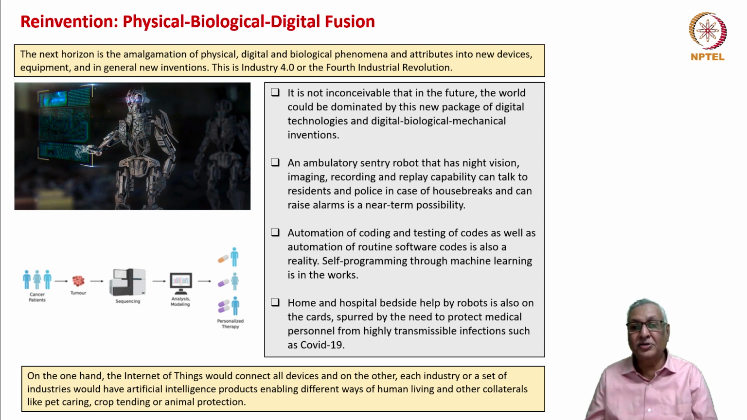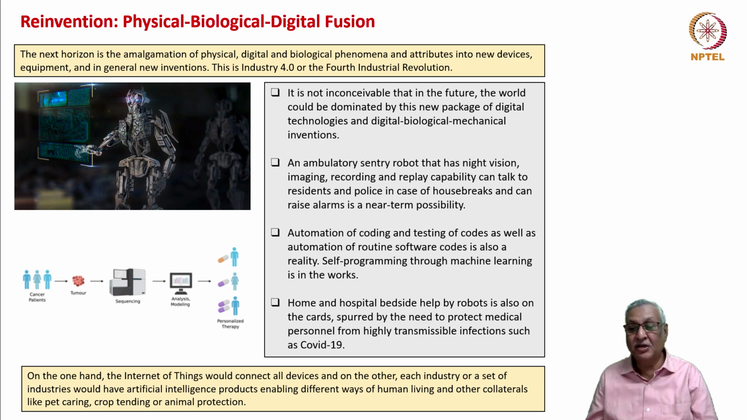If you have an ambulatory sentry robot that has night vision, imaging, recording and replay capability, and if it has the ability to talk to residents and police in case of house breaks or suspicious movements, it can raise alarms, it can prevent all kinds of law and order issues. It is a near-term possibility. Automation of coding and testing of codes as well as automation of routine software codes is also a reality. Self-programming through machine learning is in the works.